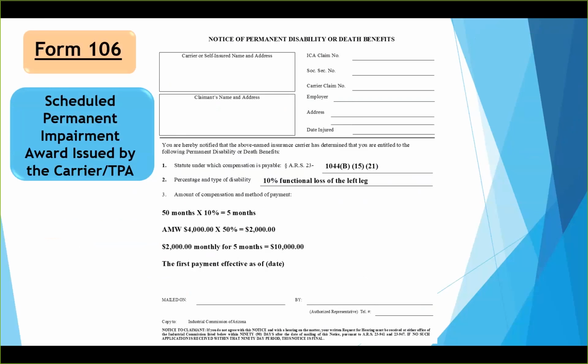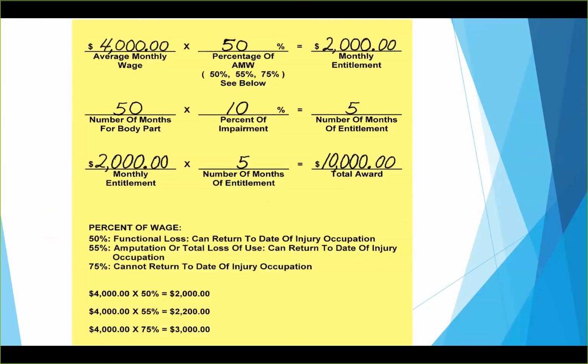In this example, we have 50 months is what the left leg is worth, multiplied by the 10% impairment, and it gives you 5 months of entitlement. Average monthly wage was established at $4,000, and we're going to be using 50% in this example. It gives us $2,000 a month multiplied by the 5 months for a total award of $10,000. And here's a breakdown of that calculation again.